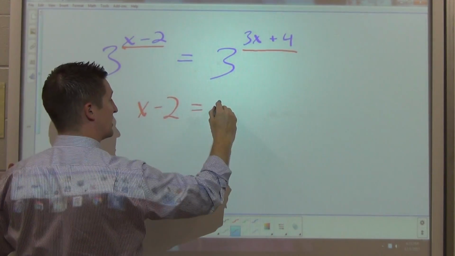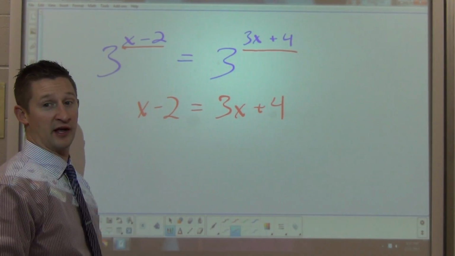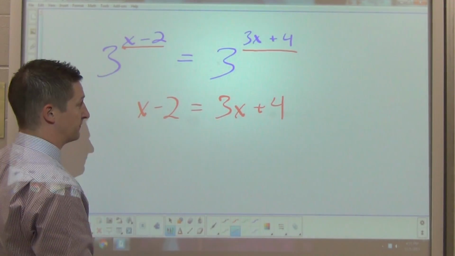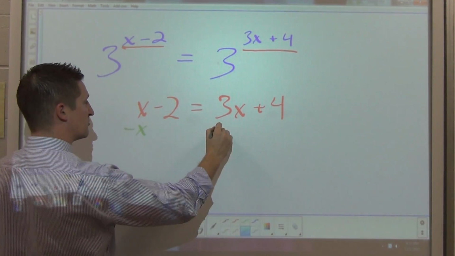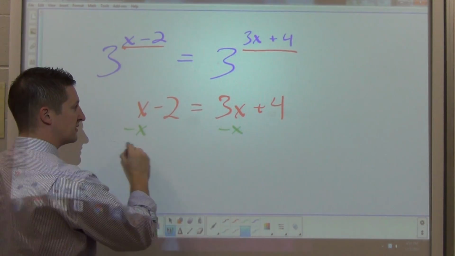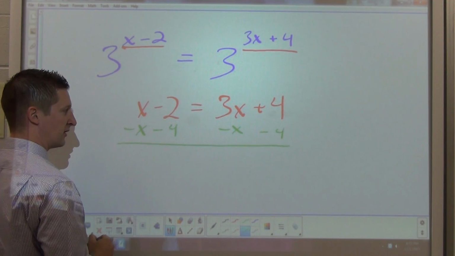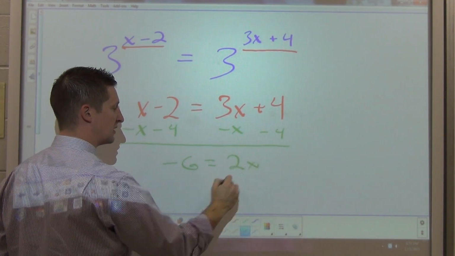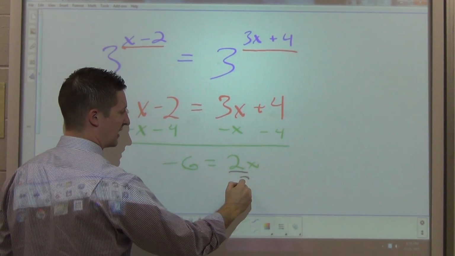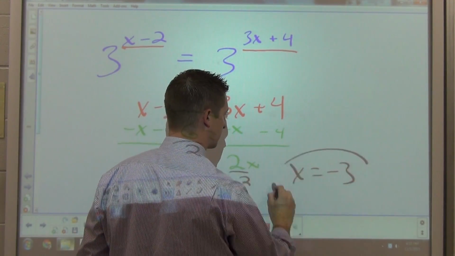I'll just ignore the bases and take x minus 2 and set it equal to 3x plus 4, and then solve it like I would any other basic linear equation. Well, let's solve for x. I would probably subtract x from both sides, because I like to keep x positive, and then I'd subtract the 4 to get the constants together on one side. My left side is negative 6, my right side is 2x. Last step to solve for x is to divide both sides by 2, so x must equal negative 3.